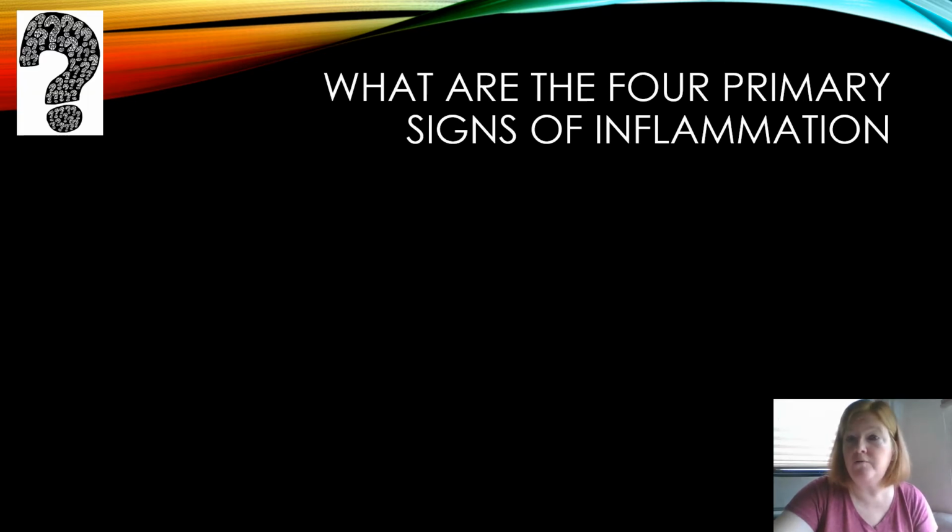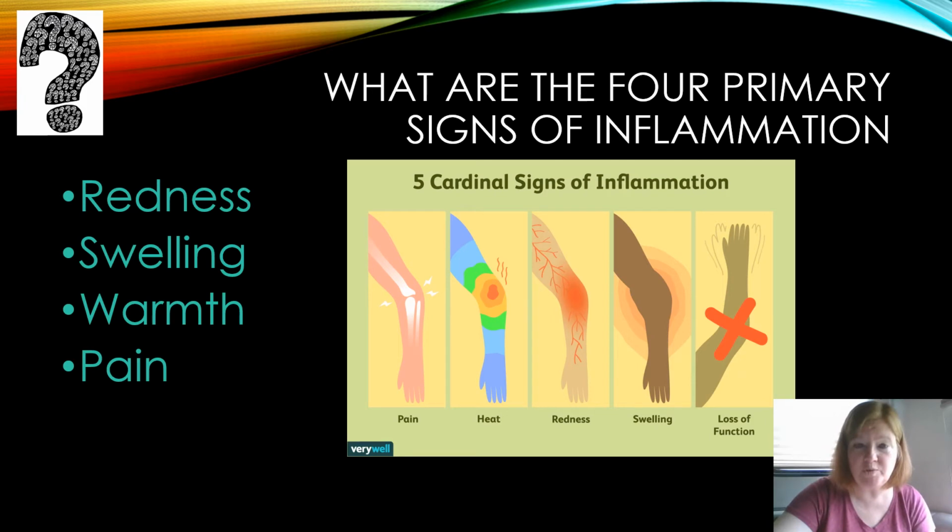Now, what are the four primary signs of inflammation? Do you remember? Redness, swelling, warmth, and pain. The fifth one is loss of function. So if it does not resolve itself in a quick enough time period, you may lose function.